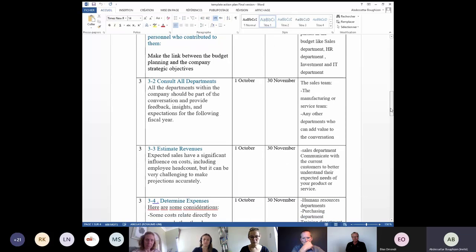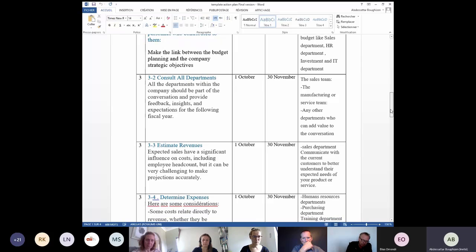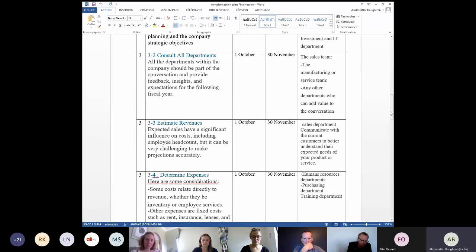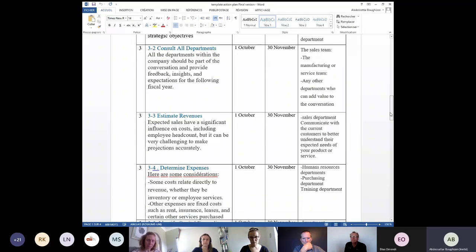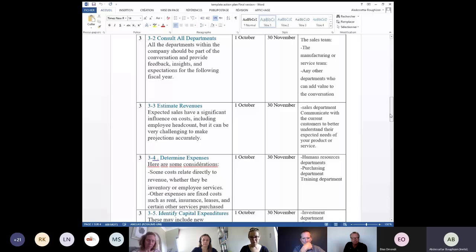And 3.2, consult all the departments. Within the company, everyone should be part of the conversation and provide feedback, insights, and expectations for the following fiscal years. It commences the 1st October and finishes the 30th November. The main stakeholders are the sales team, the manufacturing or service team, and any other department who can add value to the conversation.